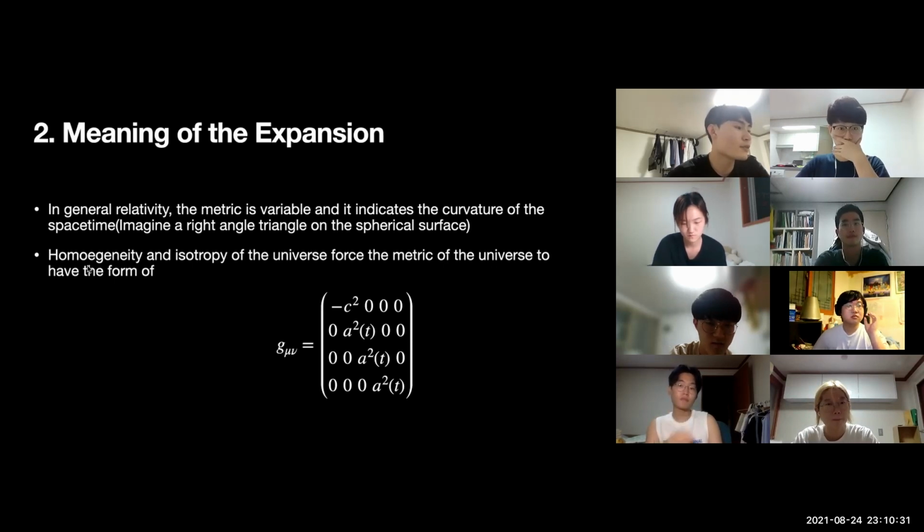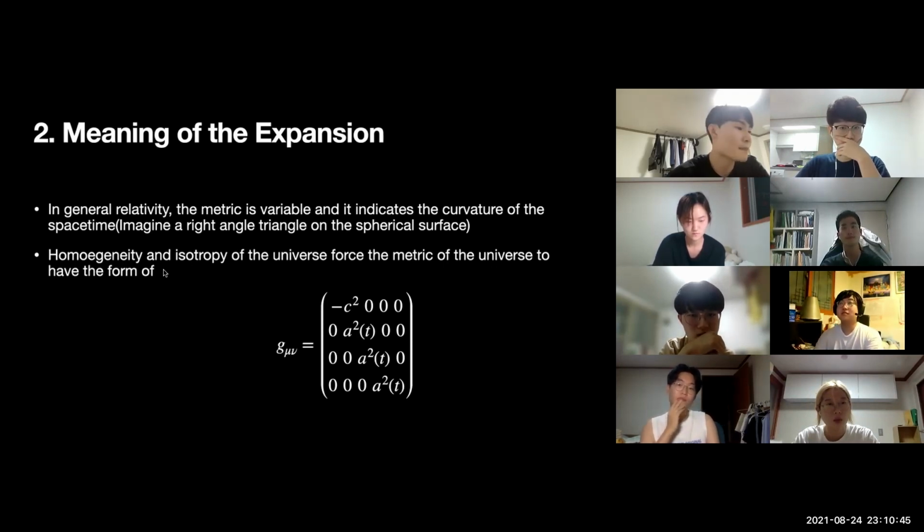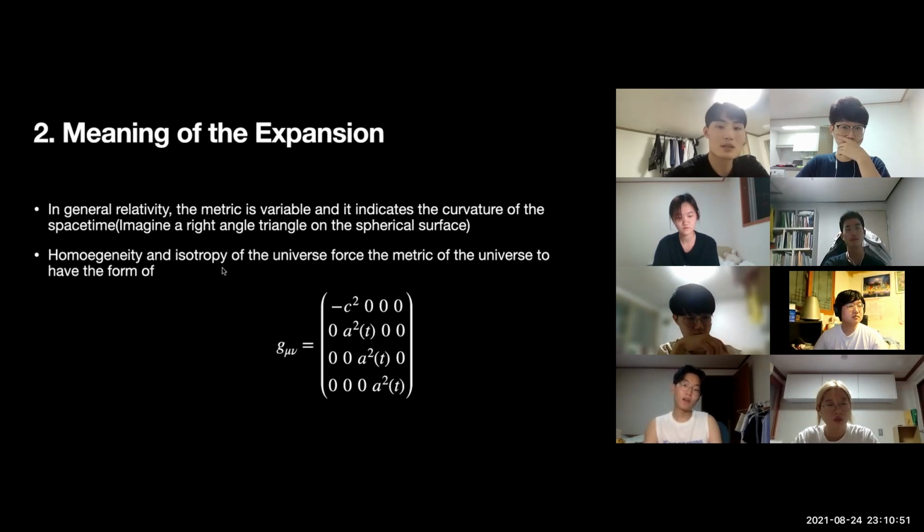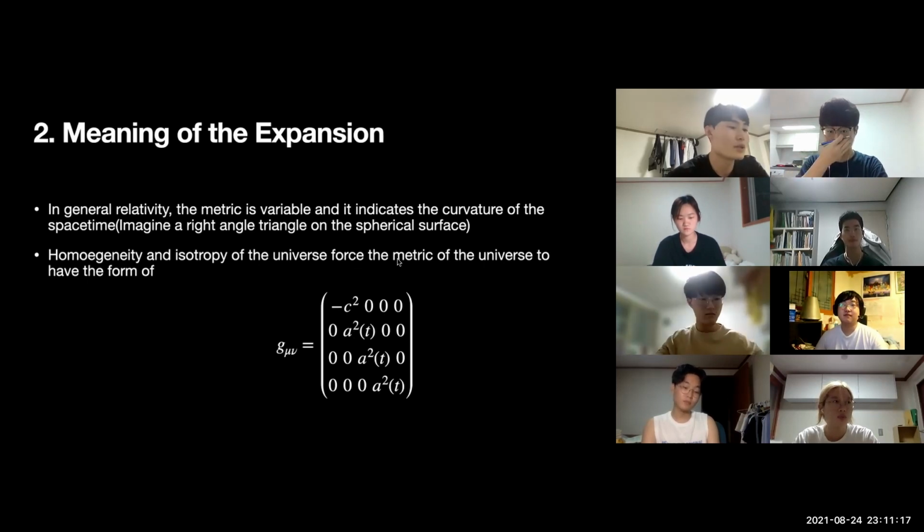For the case of the universe, because the universe is homogeneous on a large scale, each metric component should be independent of the space coordinates. And for isotropy, which means we should see the same picture in whichever direction we look, it should be independent of the direction. So all the metric components should have the same form. So the metric of the universe should have a form like this. The time term is still minus c square, and the space term has a square, which is dependent only on time.